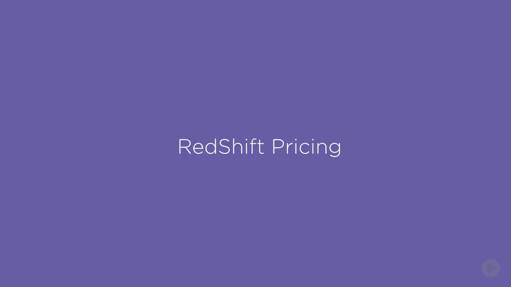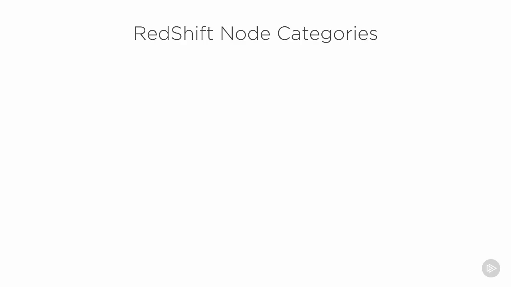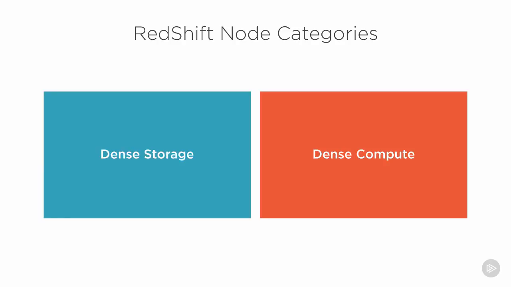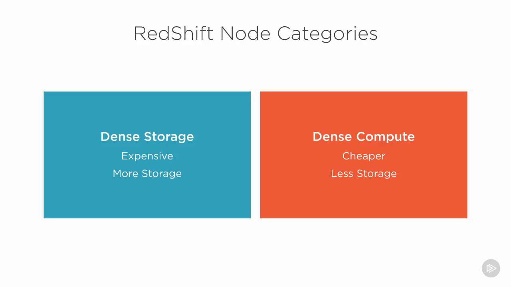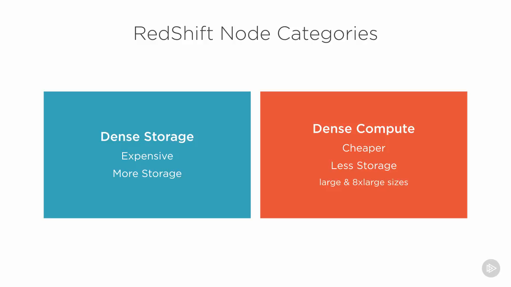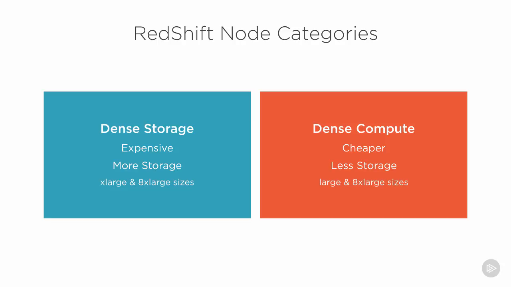Redshift pricing is very straightforward. Just like nearly all AWS services, you only pay for what you use. There are two categories of nodes with Redshift: dense compute and dense storage. Dense compute nodes are cheaper but have less storage, whereas dense storage nodes cost more but have more storage as well. Comparing these two node categories isn't quite apples to apples either, since dense compute offers large and 8x large nodes, while dense storage offers extra large and 8x large nodes.